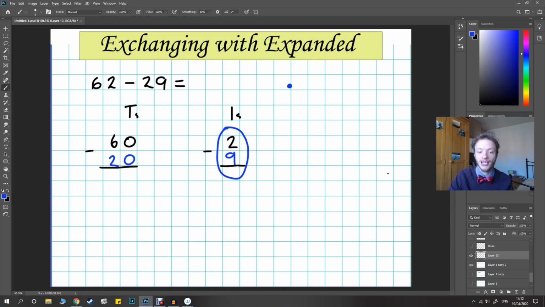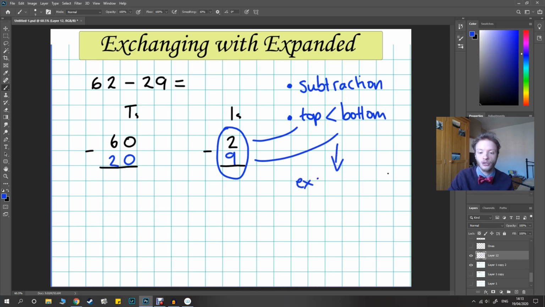Exchanging is a way of making that top number bigger so that we can finish the number sentence. I'll just recap. Exchanging only happens when we are doing subtraction problems. You only have to exchange when the top number is smaller than the bottom number. So in this case, 2, the top number, is smaller than the bottom number, which is 9. That is when we exchange.